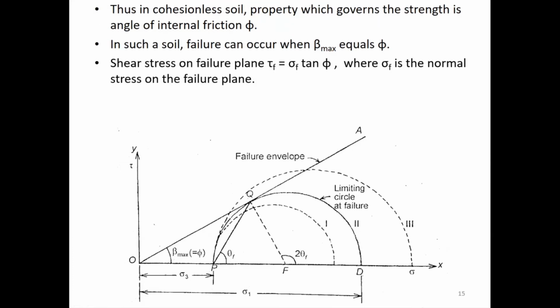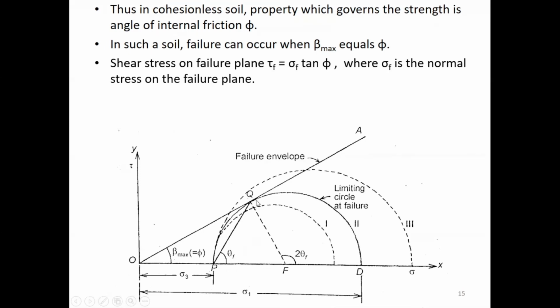So now my failure plane is PQ. As you can see here, the failure plane is inclined at an angle theta f. It makes the angle beta max, the maximum obliquity angle. And what will be the equation of this line, or how will you find out this tau f? That tau f will be equal to sigma f into tan beta max, or tan phi, isn't it?